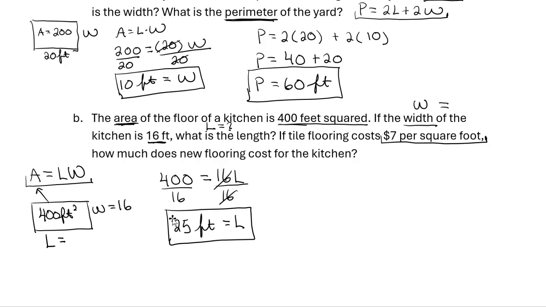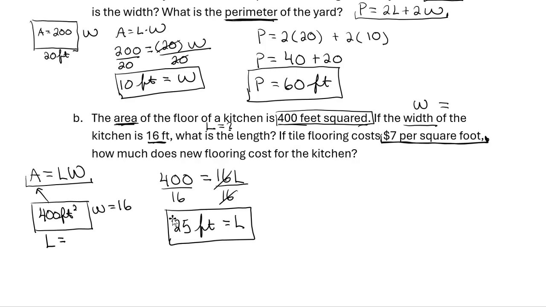The second one is if tile flooring costs $7 per square foot, how much does new flooring cost for the kitchen? Well, the unit of the cost is square feet. So the number that I need to work with also has to be in square feet. So we were actually given the area to start, right? The kitchen is 400 square feet.